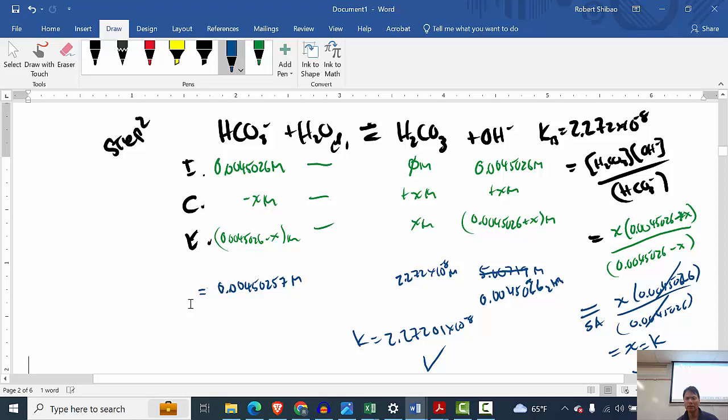But the problem is this. Will this screw up the previous K value? You see, the concentrations changed a little bit, right? The bicarbonate, I lost a little bit of that. And the hydroxide, I gained a little bit of that. Is that enough to perturb the previous equilibrium? Yes, it's going to perturb the previous equilibrium, but is it going to perturb it significantly?